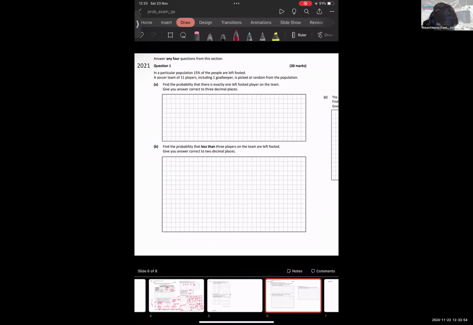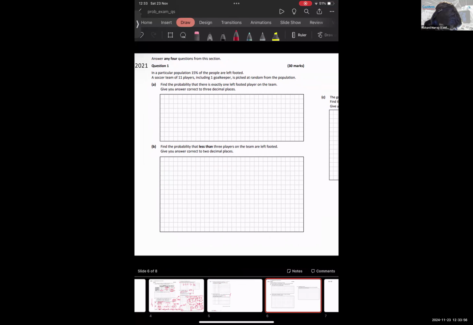Continuing on through to see what other kind of questions we have. So this is about a soccer team of 11 players, including the goalkeeper. So we can already see that they're separating this team into two different subcategories. So we're going to have to take our 11 boxes and divide it into more than one section. And then we're asked that there is exactly one left-footed player on the team. So we can see that there's going to be some Bernoulli trials here as well.